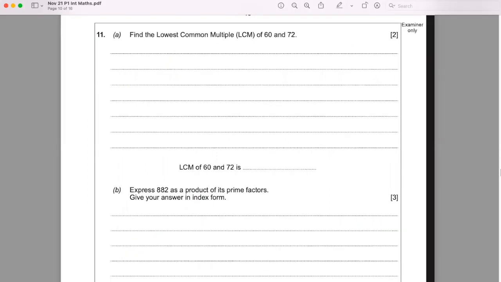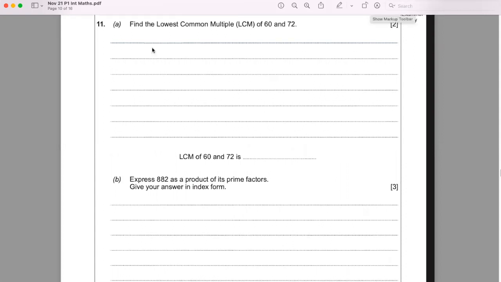Question 11, find the lowest common multiple of 60 and 72. Now, I'm not going to do the listing way because with bigger numbers, you will struggle with just listing all the multiples of 60 and 72. So we're going to use a Venn diagram method here. Okay, so we're going to have to express 60 and 72 as a product of prime factors. So 60, you can write it down as 2 times 30, and 2 is a prime number, circle it.